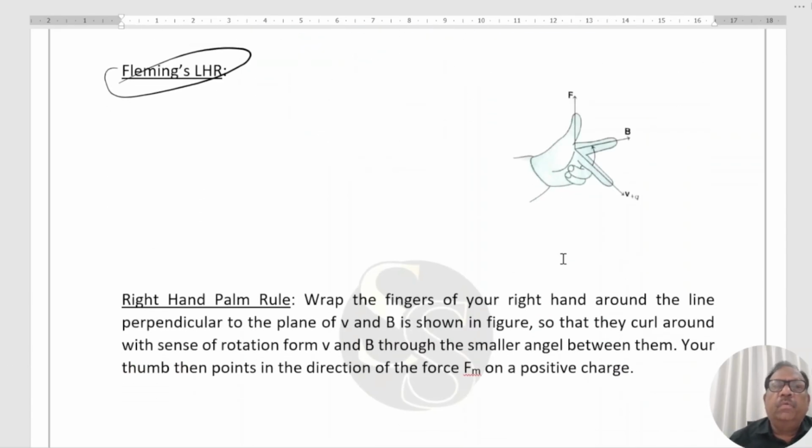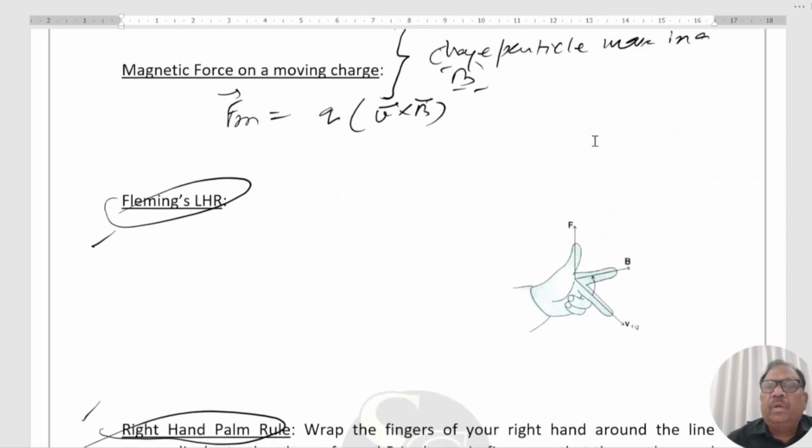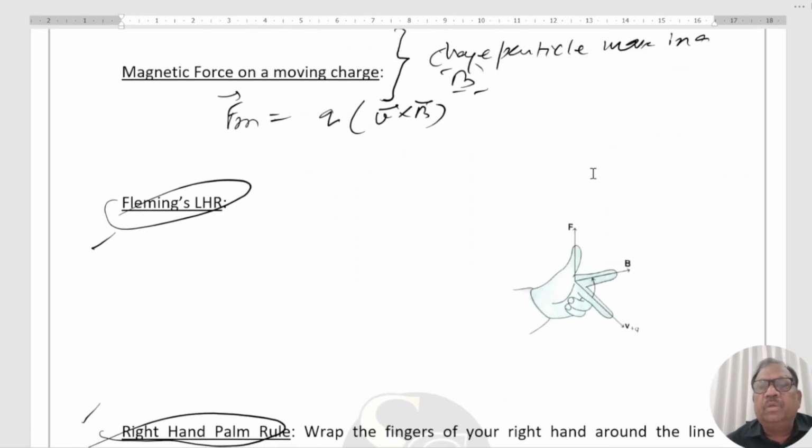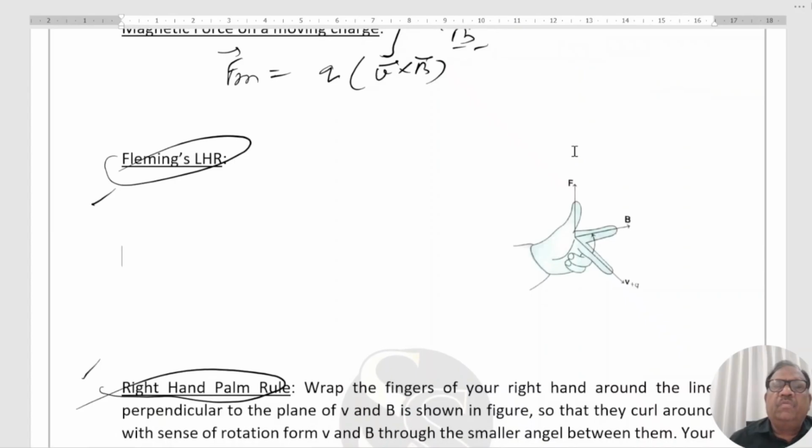or Fleming's right hand palm rule. These are the two rules to find the direction of magnetic force experienced by a charged particle moving in a magnetic field. Now, what is Fleming's left hand rule? Fleming's left hand rule, this is the left hand.